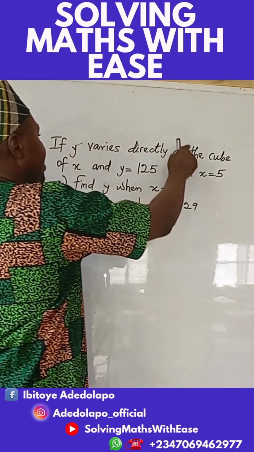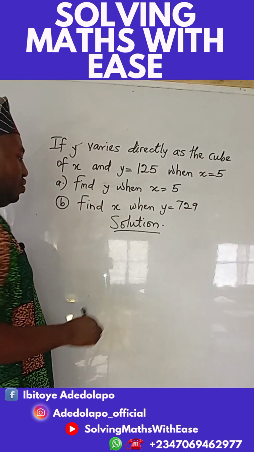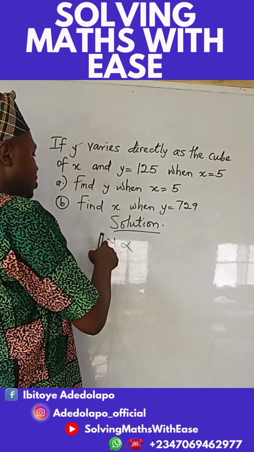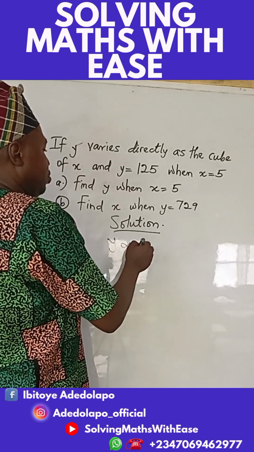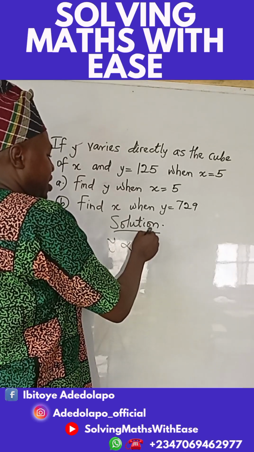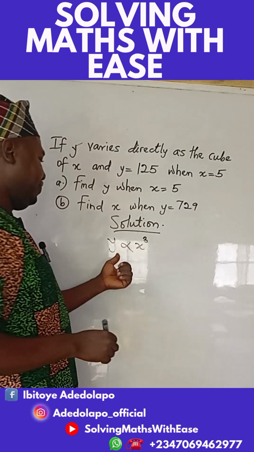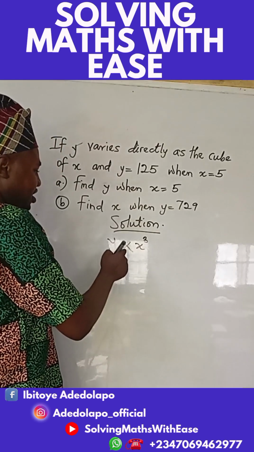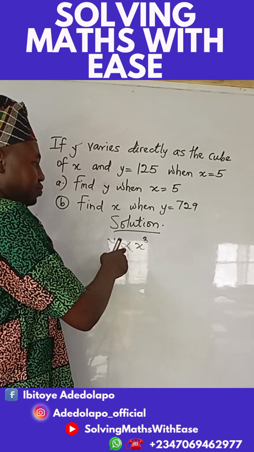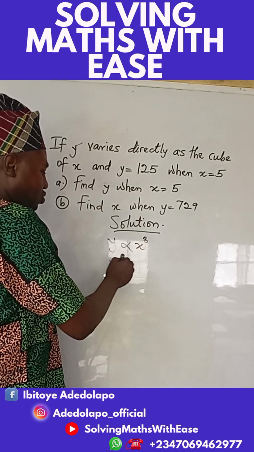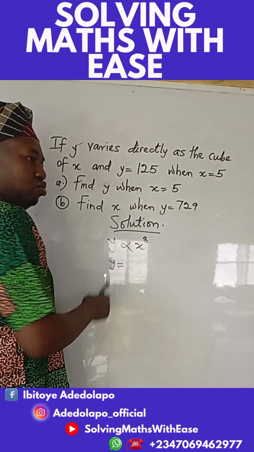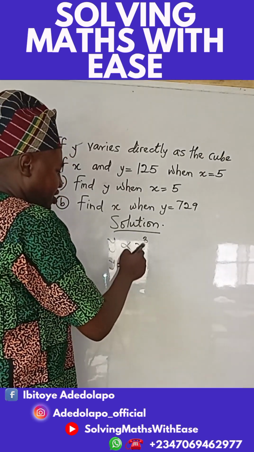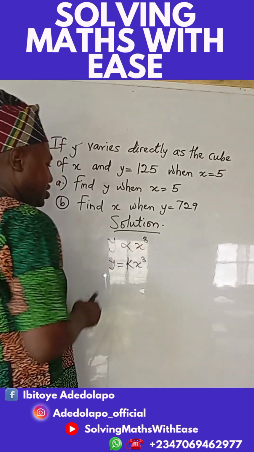If y varies directly as the cube of x, "varies" is the sign of variation. Cube means x raised to power 3. Now, let's go further by changing this variation sign, this proportion sign, to equals to. When we change this to equals to, we introduce a constant k, then x raised to power 3.